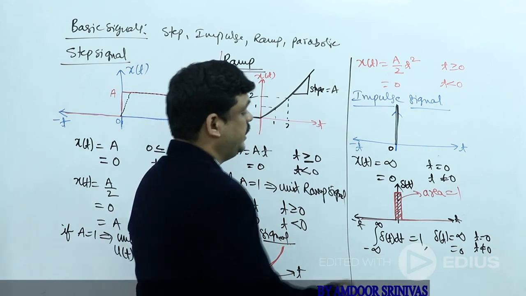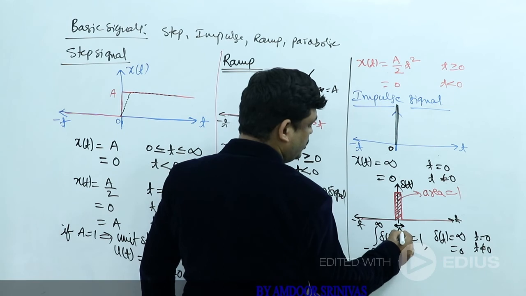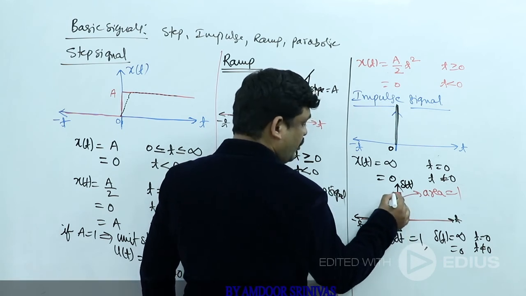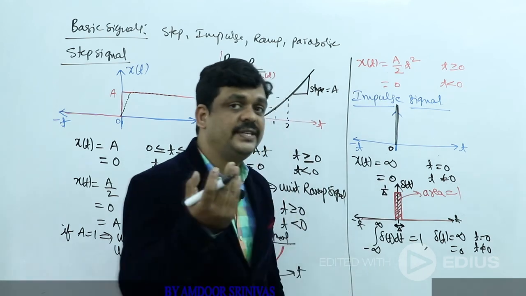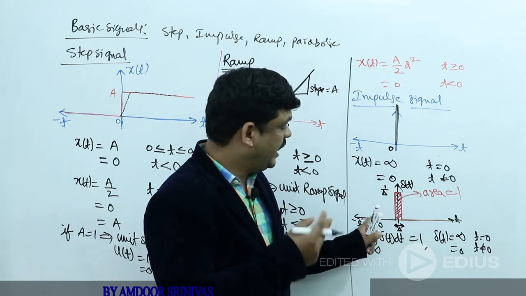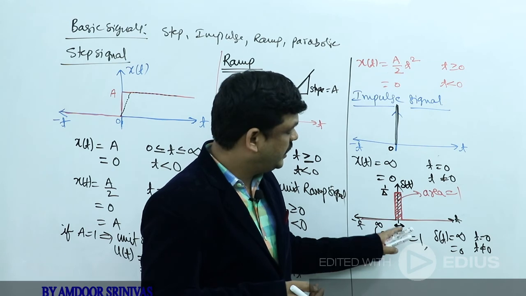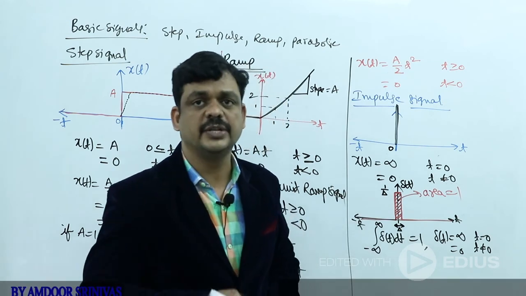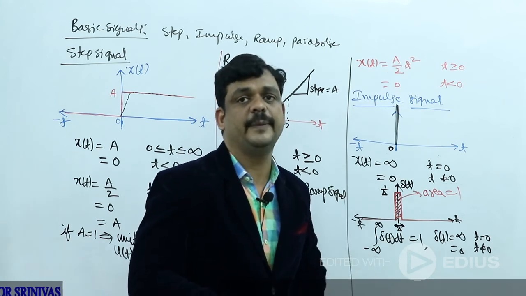That's why, if you assume the duration of this pulse signal is delta, the amplitude should be 1 by delta. Then only it gives the area of 1, because it acts just like one rectangle, right? The area of the rectangle is length into breadth, so delta into 1 by delta becomes 1. So it has to maintain this relation, then only the signal is called impulse signal.